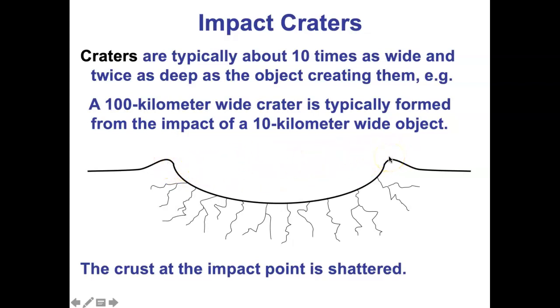So how big was the rock that made the Barringer crater? That rock must have been a tenth of a kilometer, right? You don't need a rock this big to make a crater this big. You need a rock one-tenth that size. So back when that crater was made, that impactor must have been a tenth of a kilometer until it smashed into Arizona and blew out a crater that was 1 kilometer across.